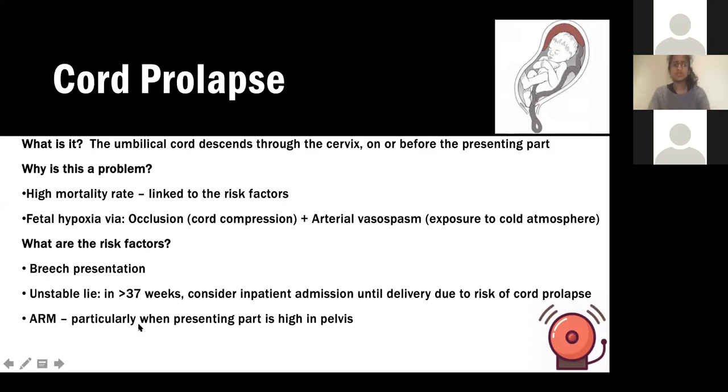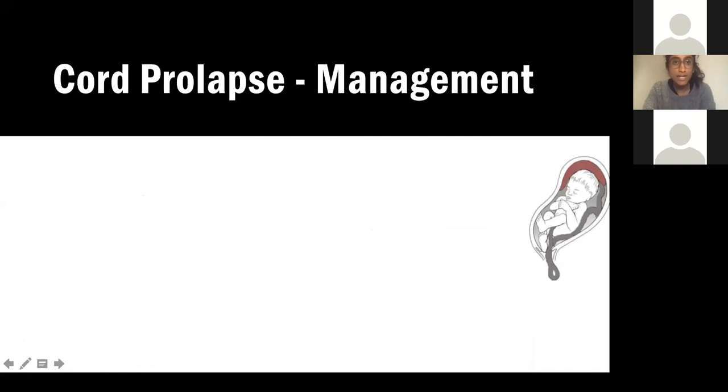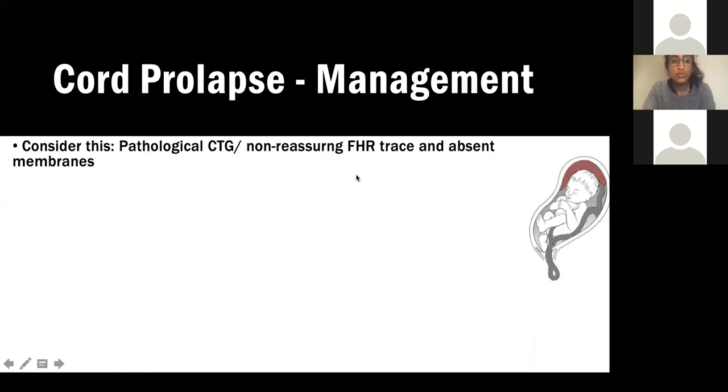So if you do an ARM and the presenting part is quite high in the pelvis, what can happen is because you've got a sudden loss of pressure, the umbilical cord can sort of come down, and that can result in cord prolapse. So an ARM with a high presenting part is a risk factor for cord prolapse. And polyhydramnios as well is another risk factor. And prematurity.